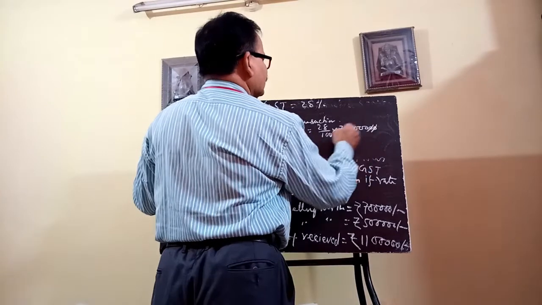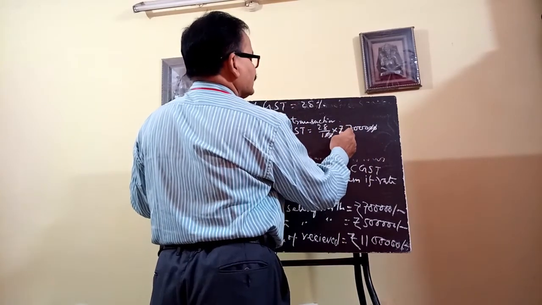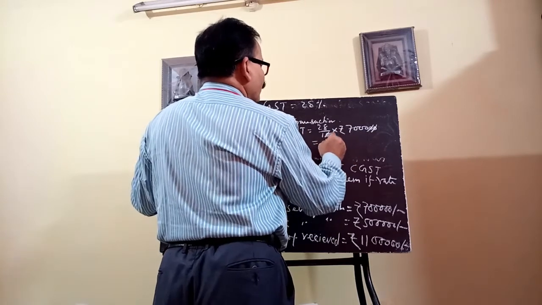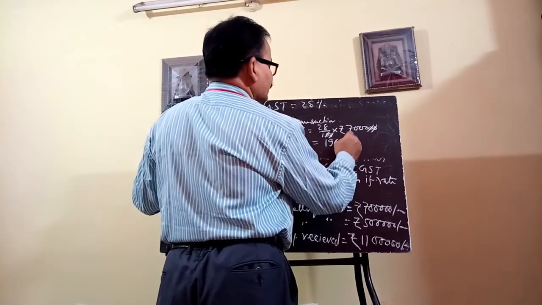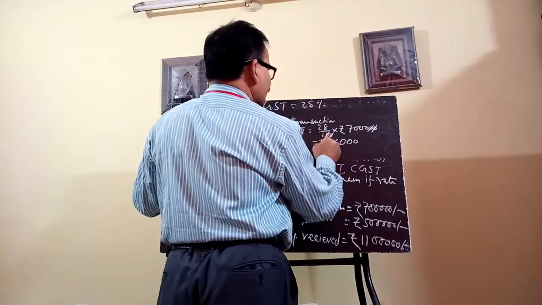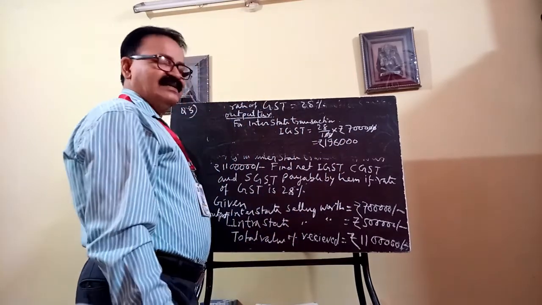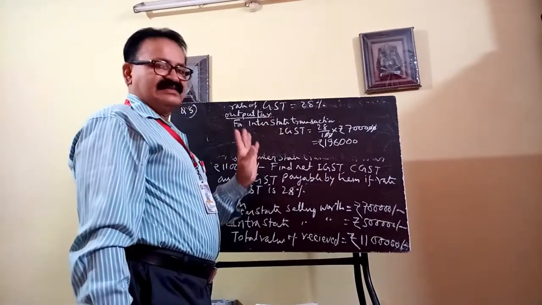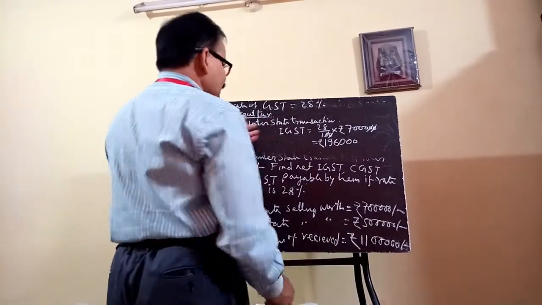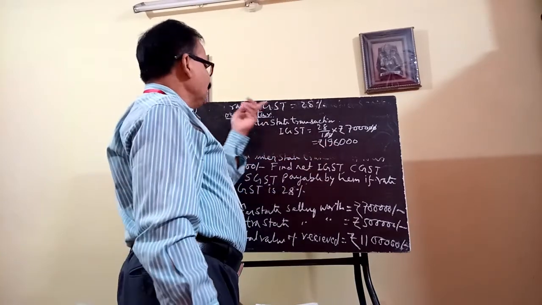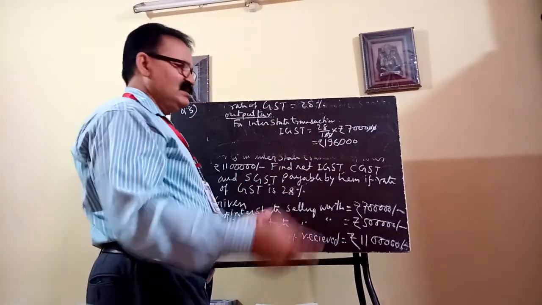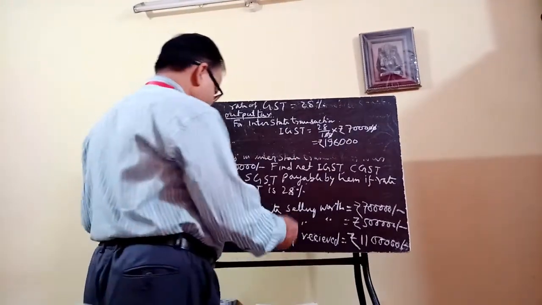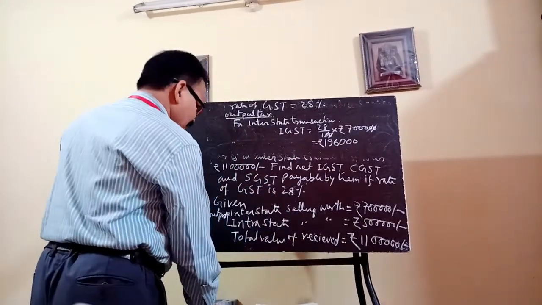So 0 cancel. Now 7 into 28, 196, then 30. So that means rupees 1,96,000 is your IGST. This is your output IGST. That means this much of tax the dealer has received from the purchaser of the other state.